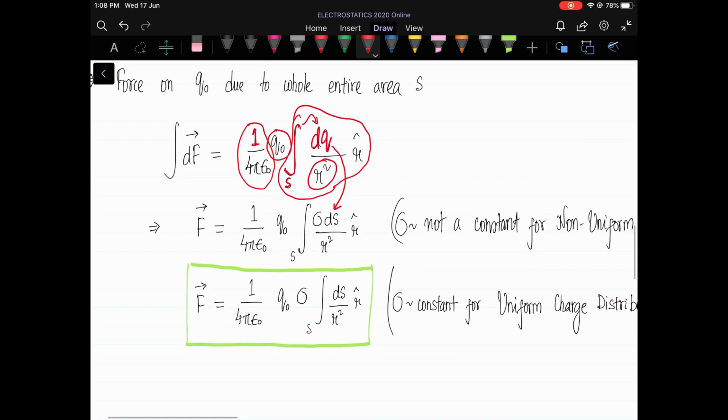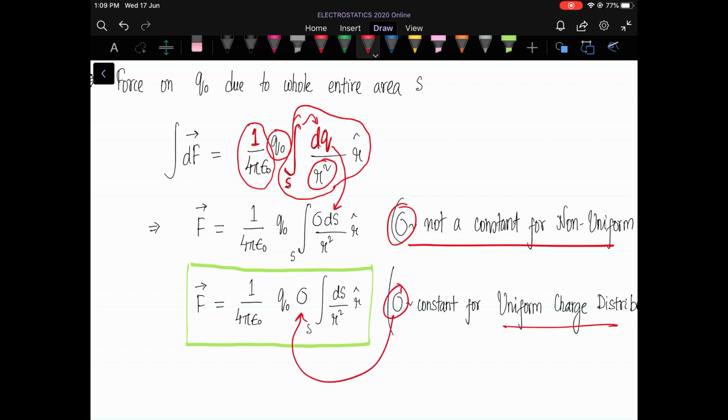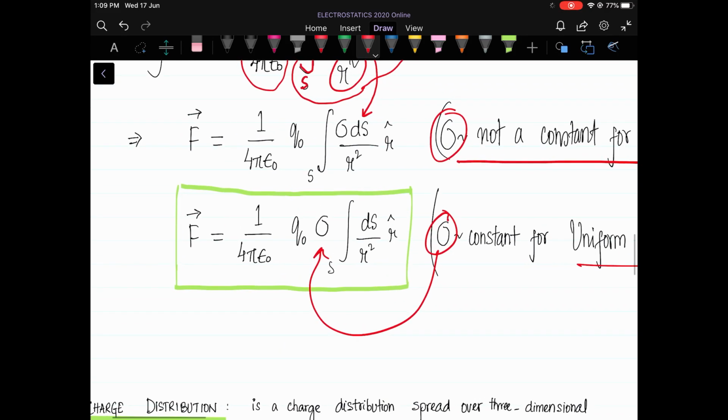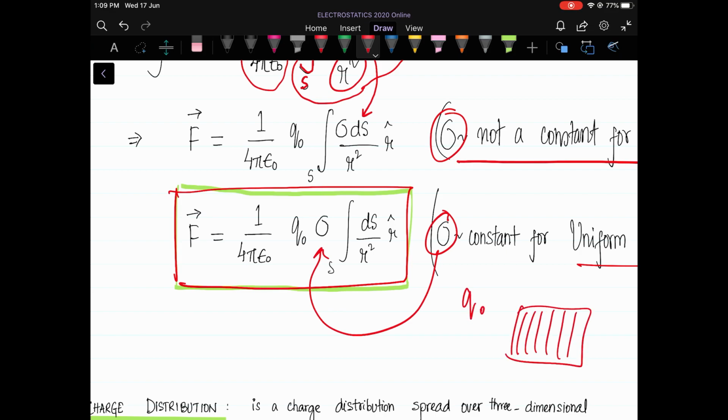Again I can say, if your distribution is non-uniform, sigma will not be a constant, but if your distribution is uniform, sigma will be a constant, and hence I can take it out of the integration. So what we have done just now is that I am going to use this formula to find the force on the charge called q naught due to a distribution of charges that we have over an area with a density called sigma. And obviously if the sigma is large, that means we have more crowdedness of the charges in this area, and because of which the force on this charge will be very high. So you can see the force depends on your density sigma.